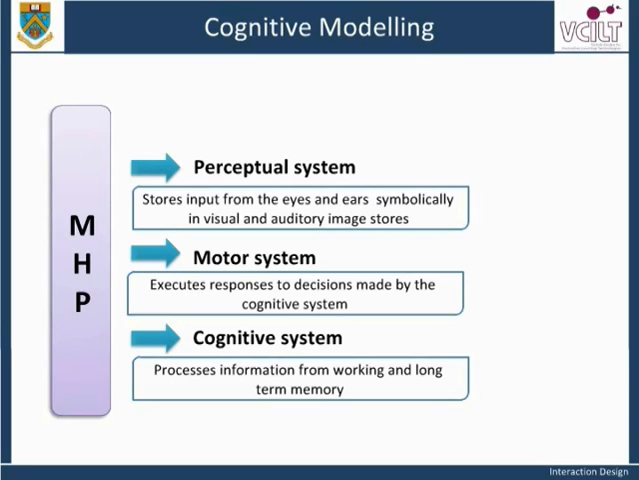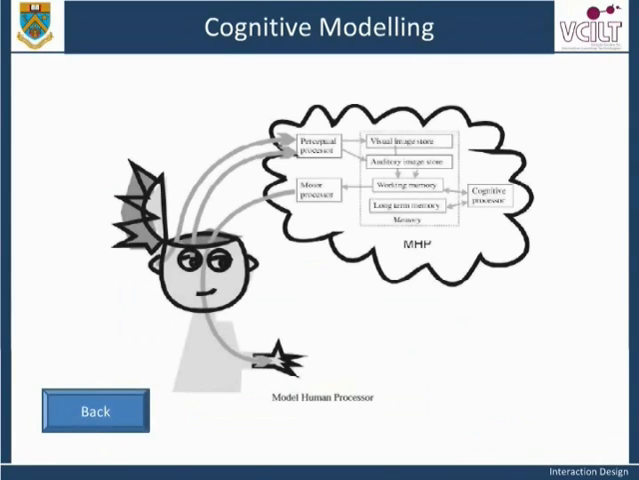For example, running to the pavement. Click on the button to see a model of the MHP. Here is the Model Human Processor, MHP. Each component of these systems has parameters which are used in the generation of behavioral predictions.